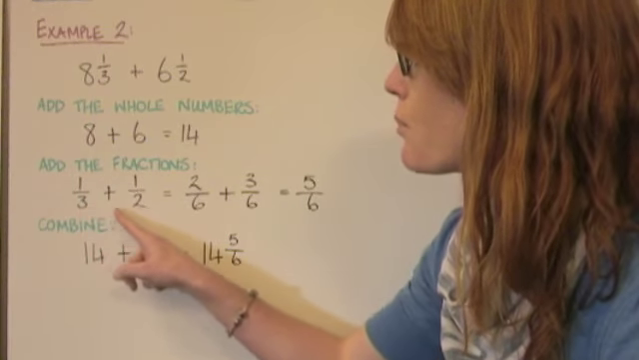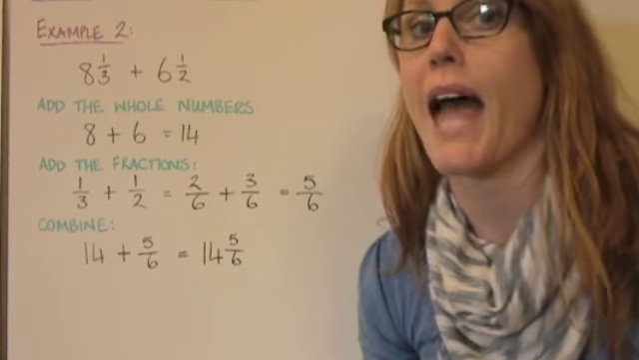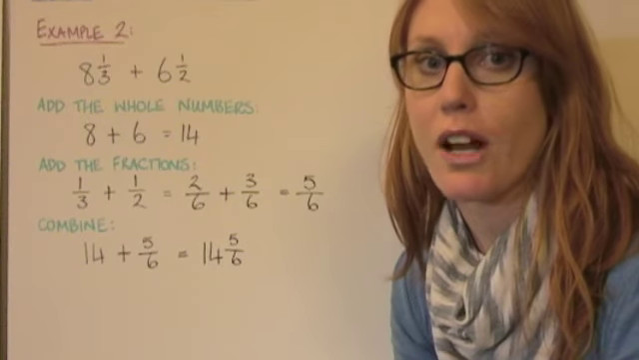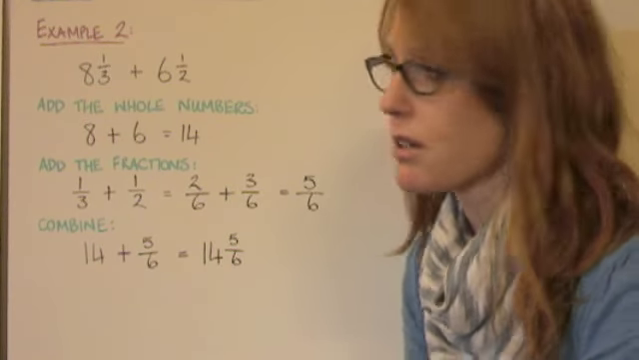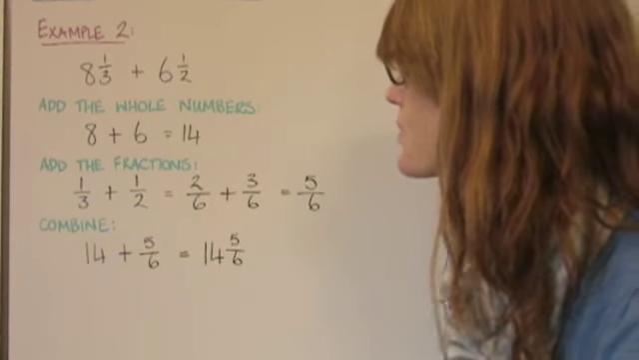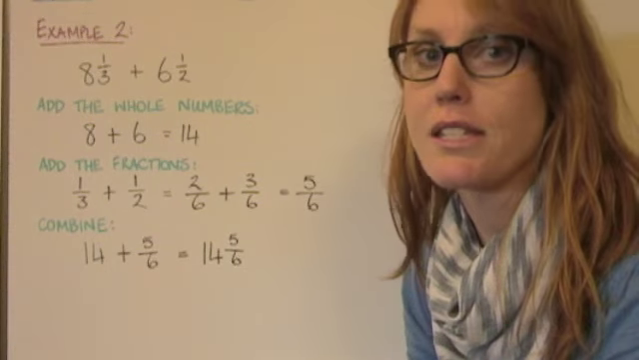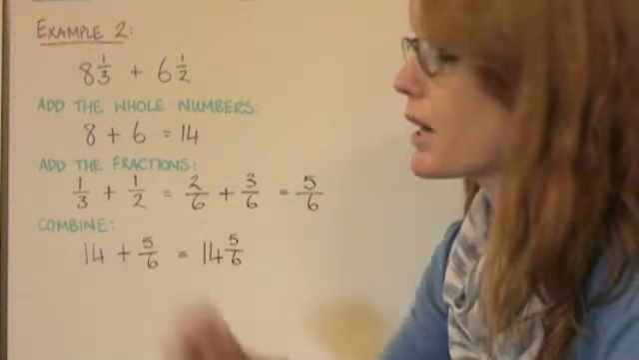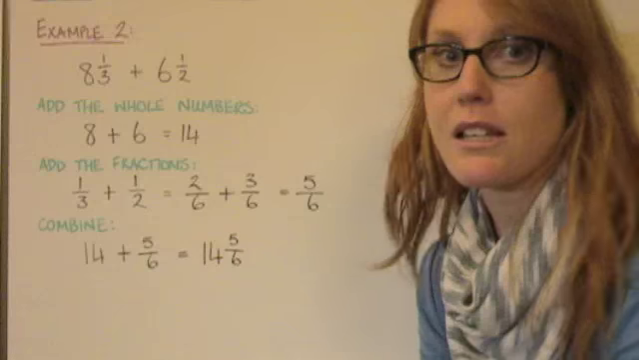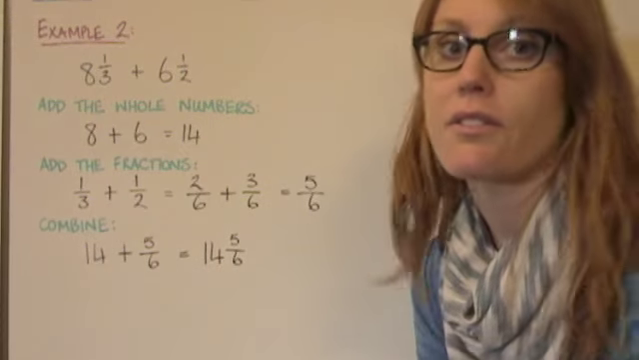We have 1/3 plus 1/2, and we know that when we add fractions with unlike denominators, we need to find equivalent fractions with the least common denominator. So we have 2/6 plus 3/6, and that equals 5/6. So then we combine our whole number and our fraction. 14 plus 5/6 equals 14 and 5/6.